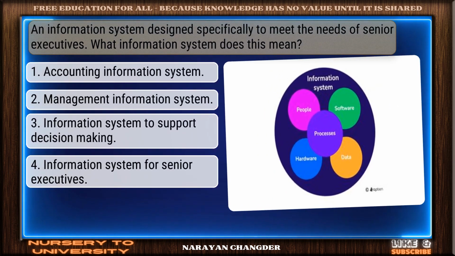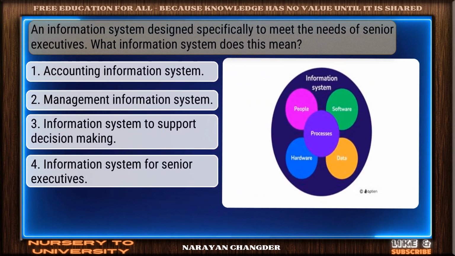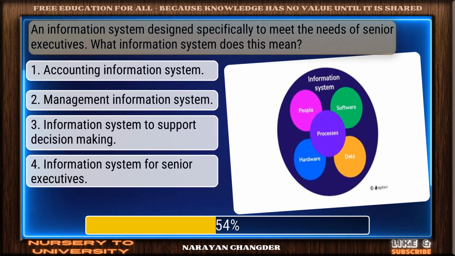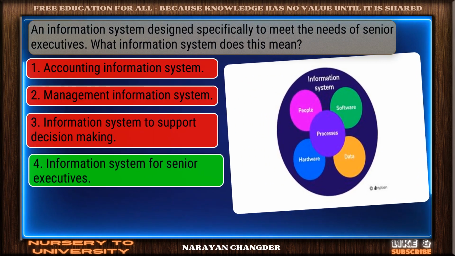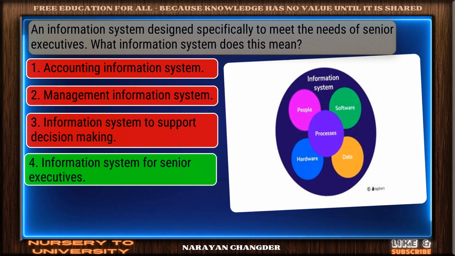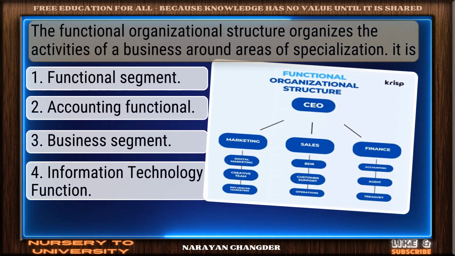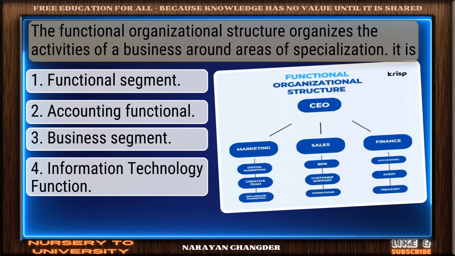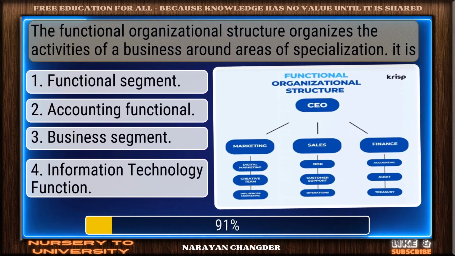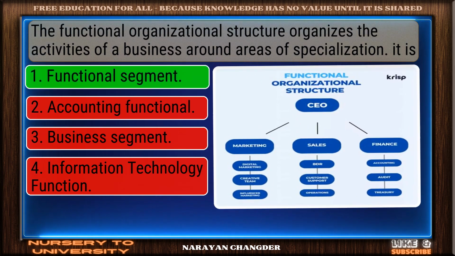An information system designed specifically to meet the needs of senior executives. What information system does this mean? Nice selection. Information system for senior executives is the correct and valid answer. The functional organizational structure organizes the activities of a business around areas of specialization. It is... Great thinking. Functional segment is the right choice.